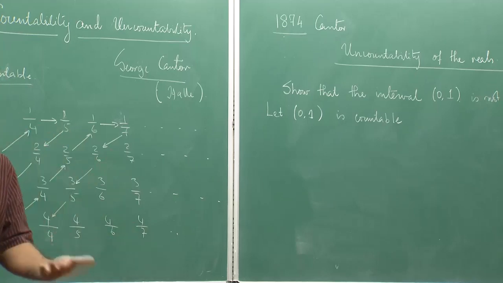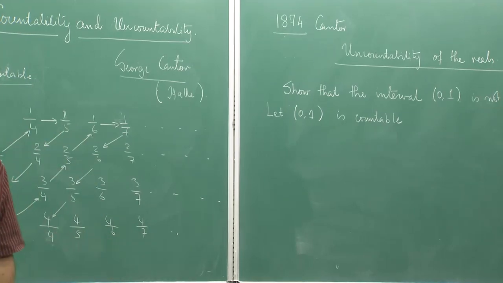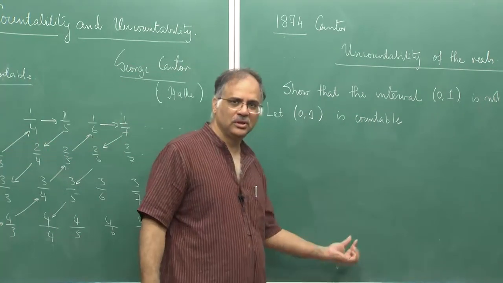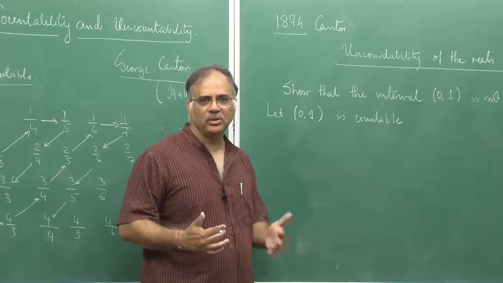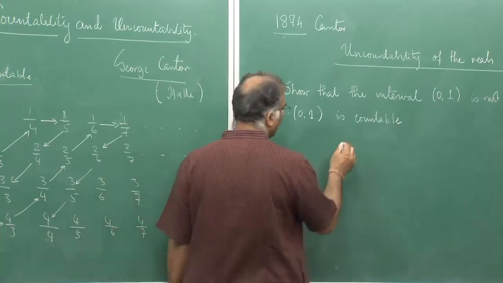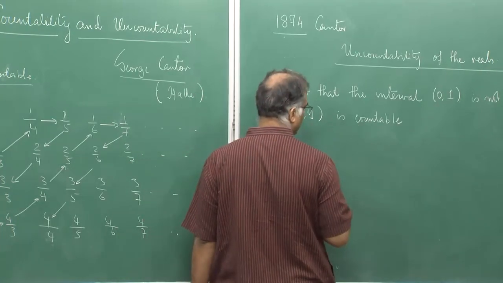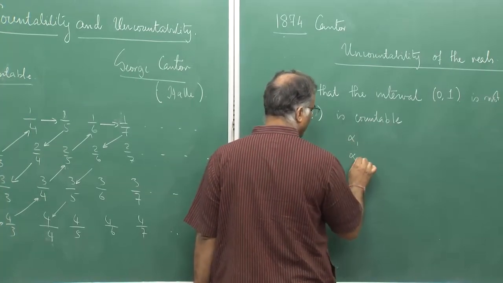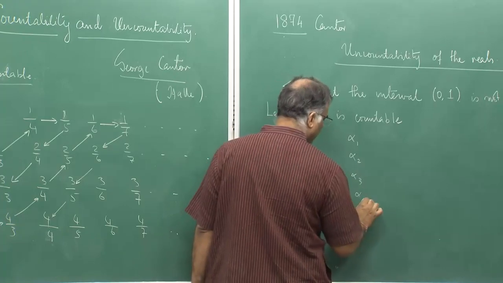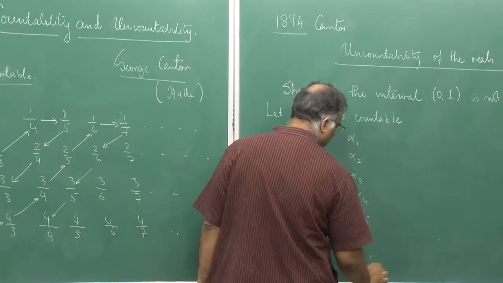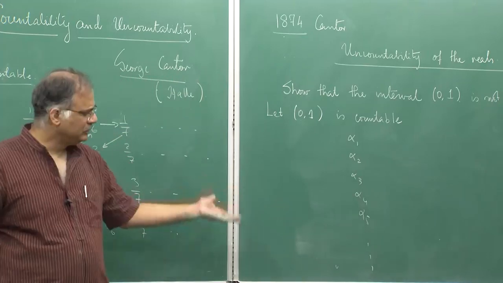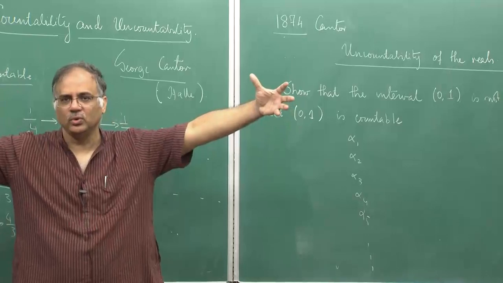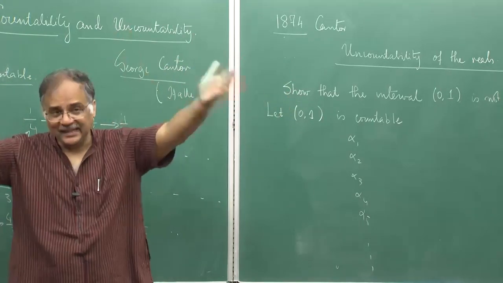So, if this interval (0, 1) is countable, what does it mean? Let us list the numbers. They are countable, means I have been able to match them with the set of natural numbers. So I am matching them with, say, alpha 1, alpha 2, alpha 3, alpha 4, alpha 5 and so on. They must be matched with the natural numbers because they are countable. So you can put a one-to-one correspondence between that set and the set of natural numbers.